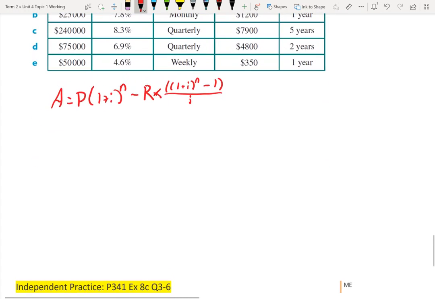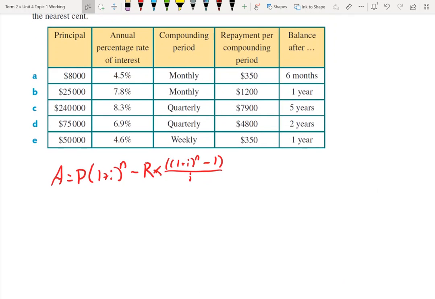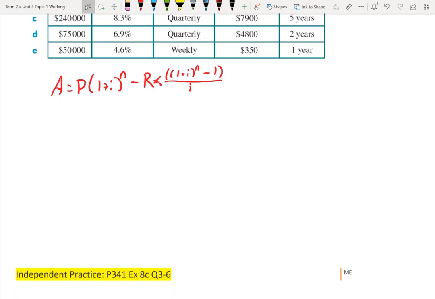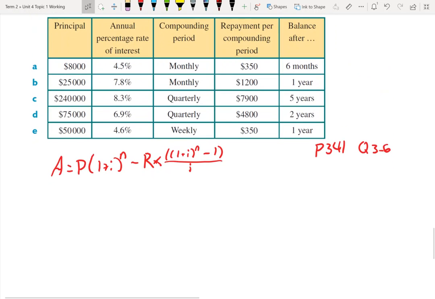Once you've done that, can I get you guys to have a go at independent practice, page 341, exercise 8C, questions 3 to 6. So just put that back up there for you to have a look at. You might want to pause the video there. I'll just rewrite the things up there. So page 341, Q3 to 6. Once you've had a go at that question, and you guys in your groups agree that you've got it correct, can you then please have a go at questions 3 to 6?